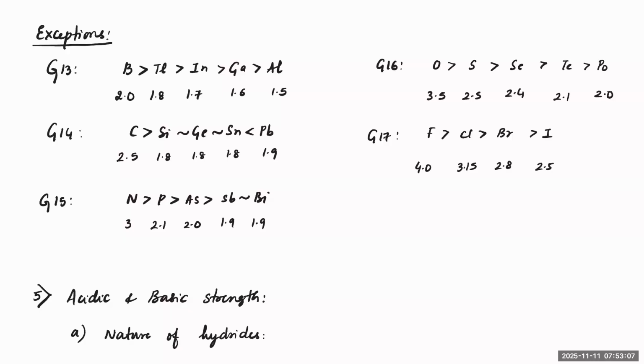Quickly go through the exceptions of electronegativity group-wise. Check groups 13 to 17 once.